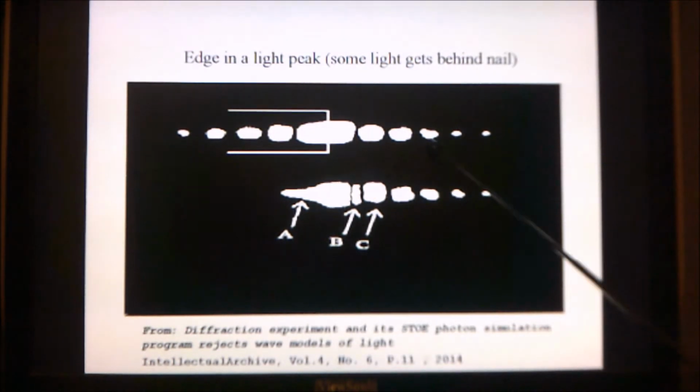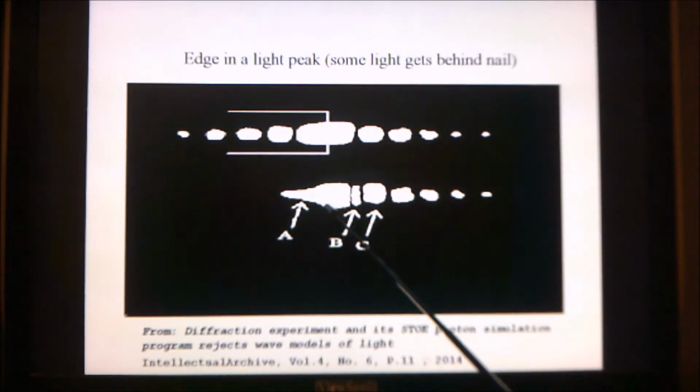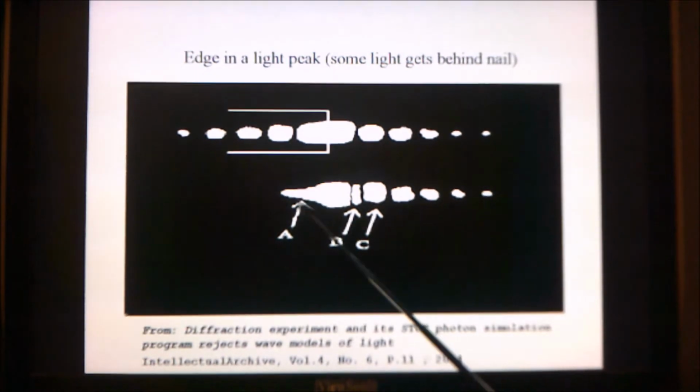So here you can see the diffraction pattern on that side, but there's the center of the image. This comes through, but more importantly for this experiment, a lot of light comes through behind the mask. Now, traditional physics explains this.